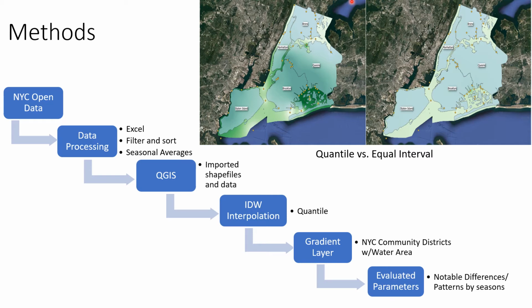The data I worked with was the surface water measurements, and the shapefile we had was used for the 5 boroughs of New York City. I used the New York City Community District shapefile, which included water boundaries and allowed me to clip the generated interpolation to the Community District layer and superimpose it over or below the 5 borough shapefile. Lastly, I evaluated my interpolation maps and noted any differences or patterns by season.